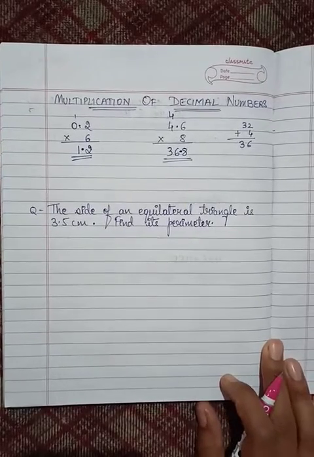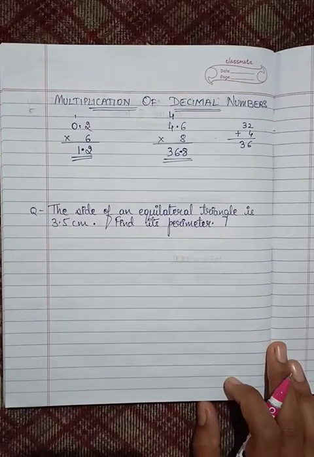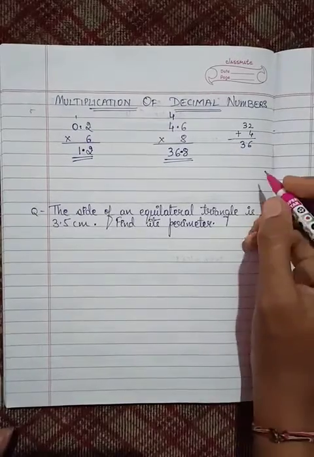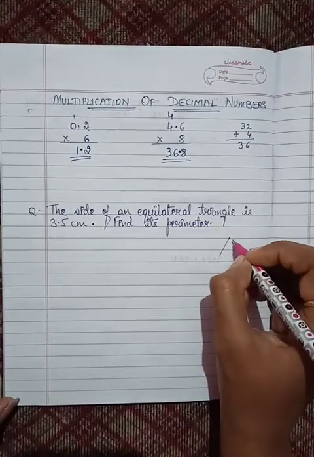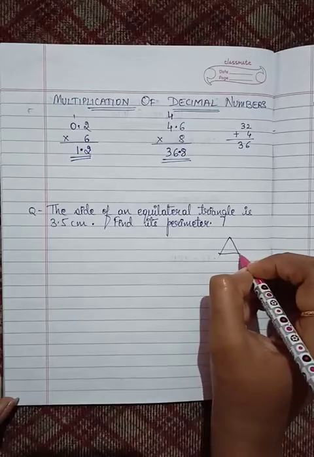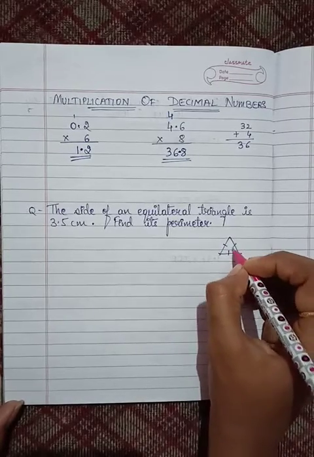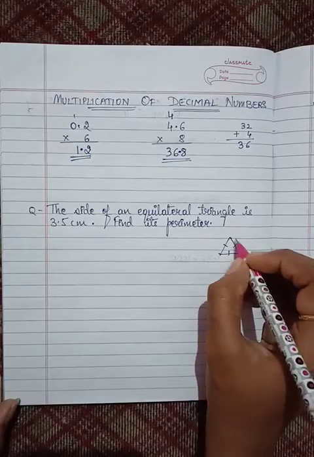Now let us solve a word problem. Let me read out the question. The side of an equilateral triangle is 3.5 centimeter. Find its perimeter. So this is a triangle, an equilateral triangle in which all the sides are equal. So I need to find the perimeter.